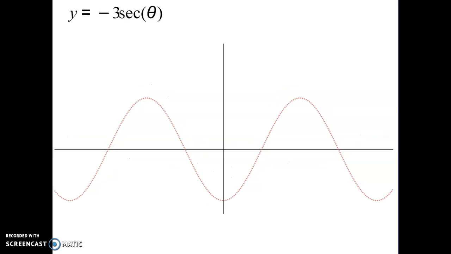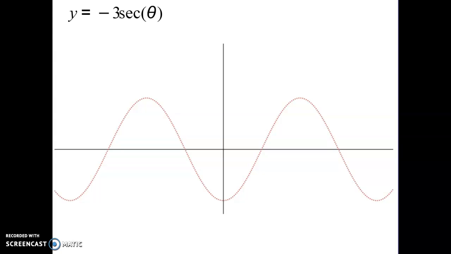Okay, let's look at secant. You guys remember secant is the reciprocal of cosine. So I'm going to take my cosine graph and I'm going to make secant from that. So what I have here dotted in red is the cosine that I just did, -3 cosine theta. That's what's dotted right there in red. And you remember that secant has asymptotes wherever cosine hits the axis, right? Because secant is the reciprocal of cosine. So therefore, when cosine equals 0, secant is undefined. Everywhere the graph is undefined, we're going to put an asymptote.